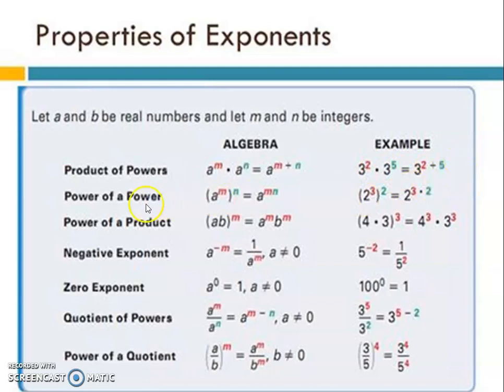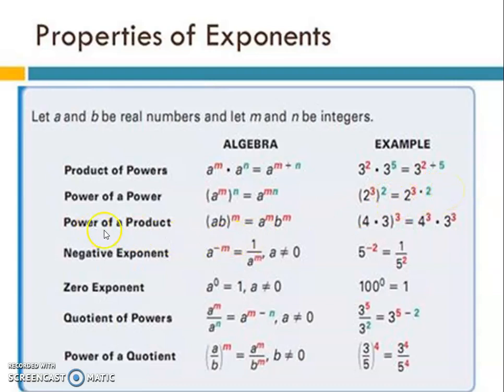Next, power of a power. What does it mean? a raised to m, bracket raised to n. If two indices are there, then we can easily multiply both indices. How? If 2 raised to 3 is there and the bracket is raised to 2, we can multiply 3 into 2. It is obviously 2 raised to 6.